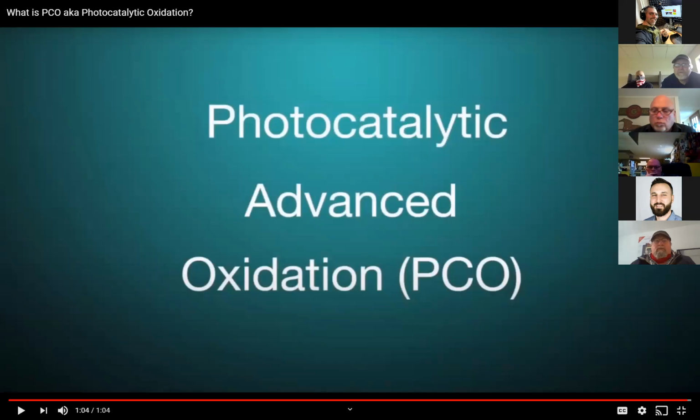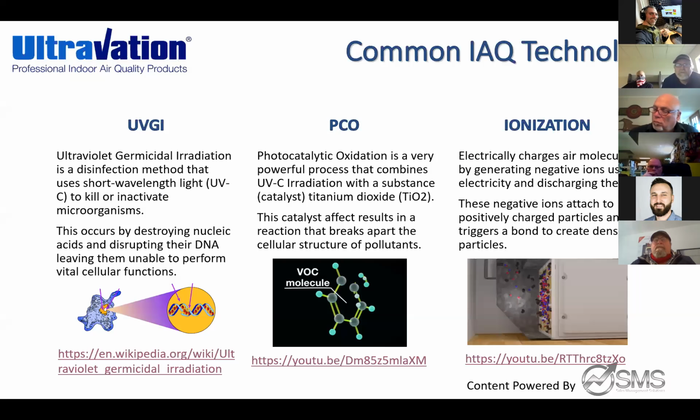So in short, we are looking at PCO to eliminate odors and also purify the air. That is the big purpose of PCO here. Next is ionization. We spoke about that a little bit previously with the Orion that you would mount before your filter. And what that does is it electrically charges air molecules by generating negative ions using electricity and discharging them. These negative ions attach to positively charged particles, and it triggers a bond to create denser particles.